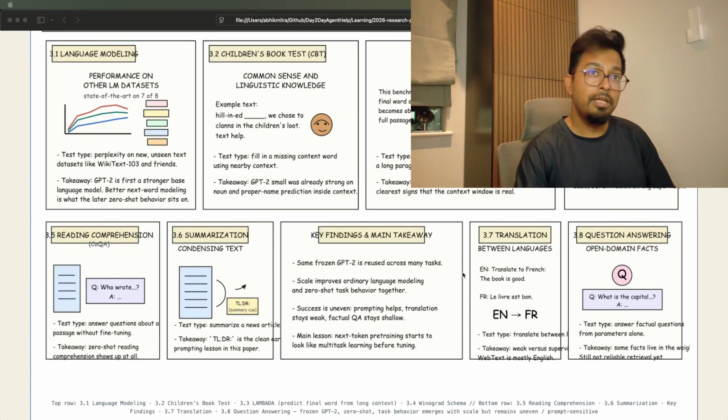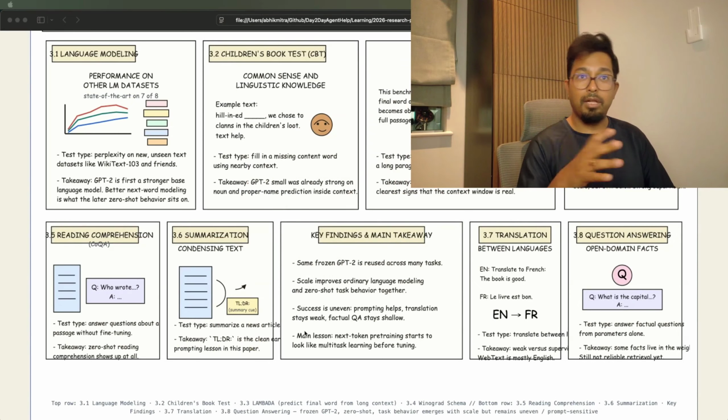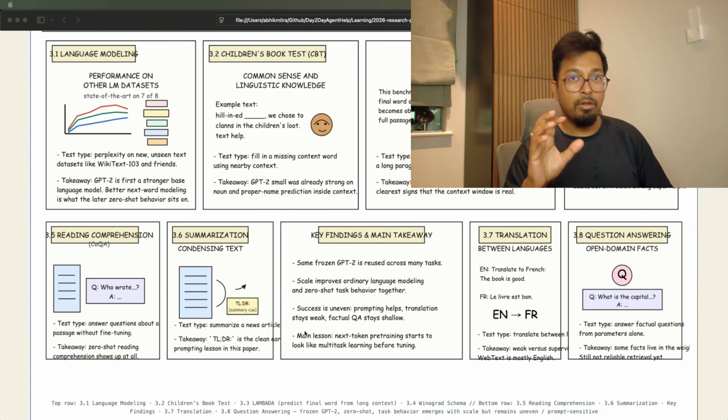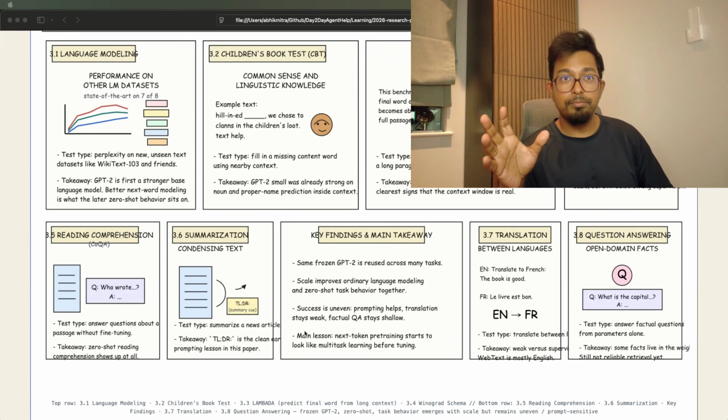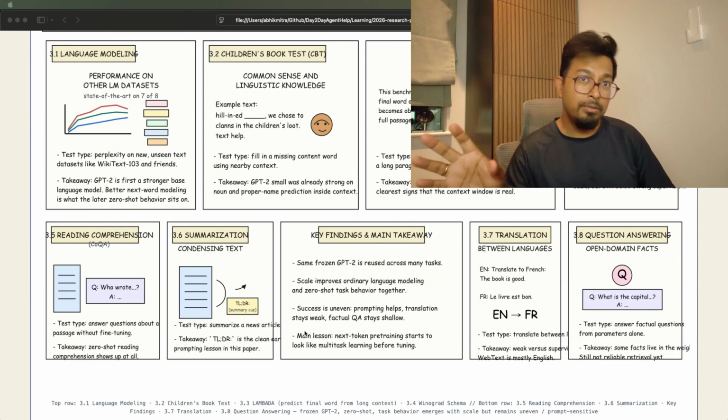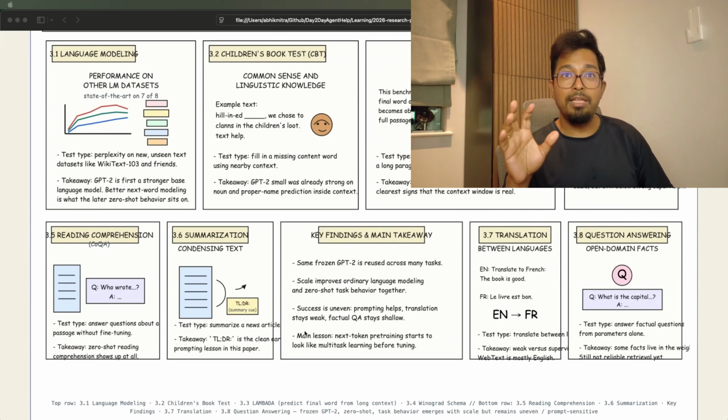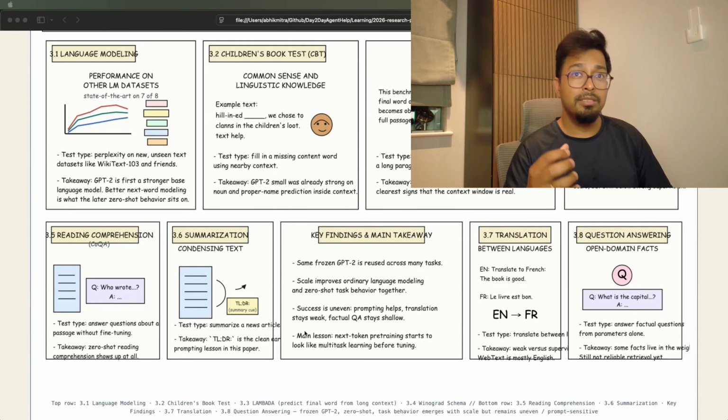Now for some of the other tests, like conversation question answering, it's weaker but in the same direction. A pure language model can read a passage and answer questions about it, even if it is not as good as supervised systems. Third, the behavior is uneven and prompt sensitive. Summarization is weak as raw continuation, but it improves when the prompt ends with TLDR. Translation is limited because, again, WebText is mostly English. Natural Questions does show that there are facts inside the weights, but this is not reliable retrieval yet.